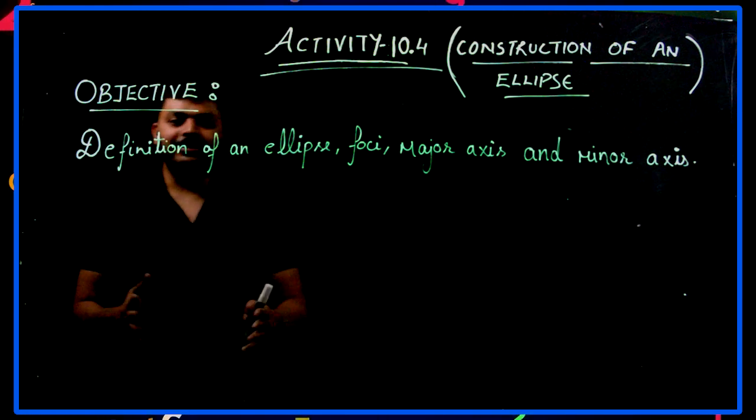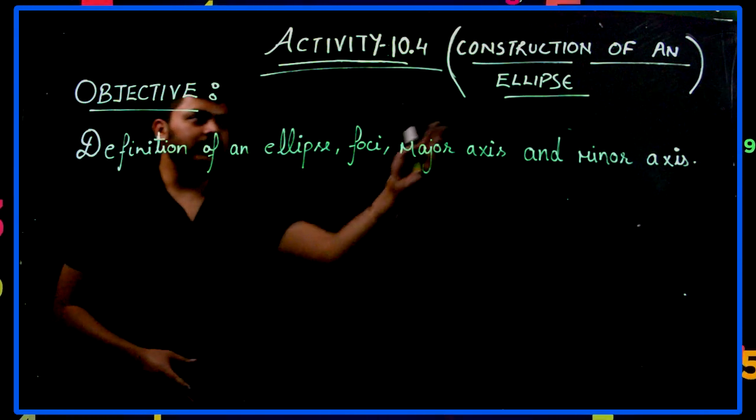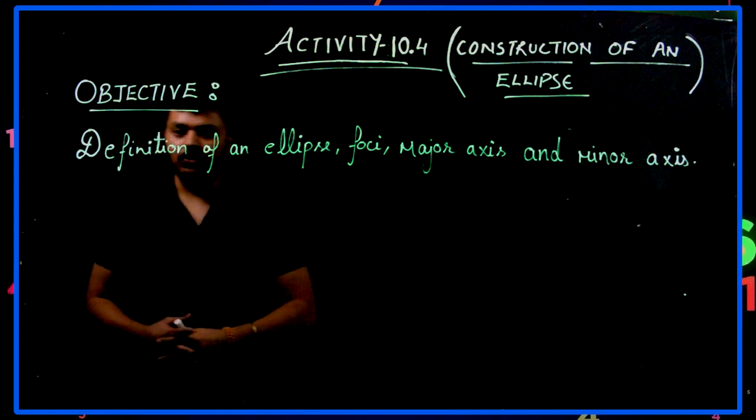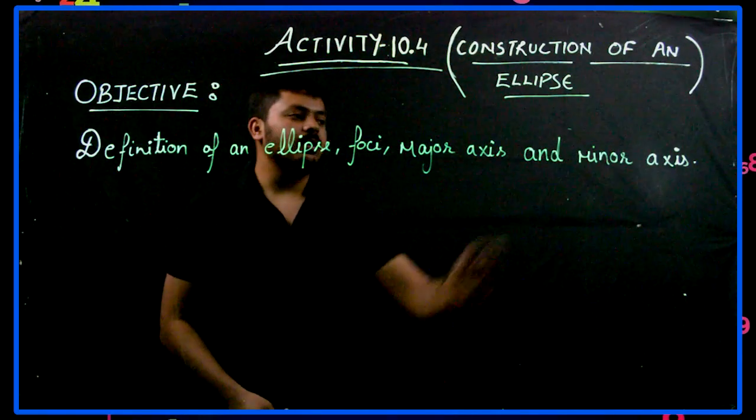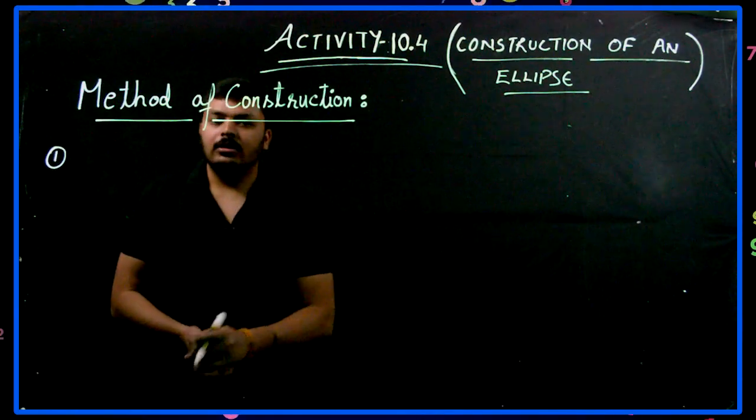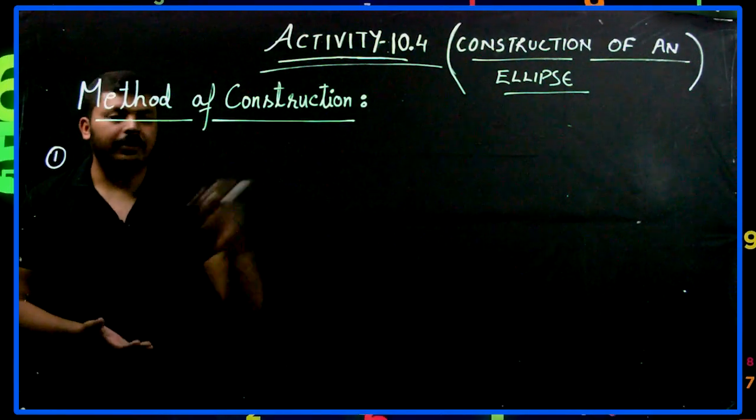So students, now let's start activity 10.4, construction of an ellipse. Our objective for this activity is the definition of an ellipse, foci, major axis and minor axis. Now let's start the method of construction for the given activity.